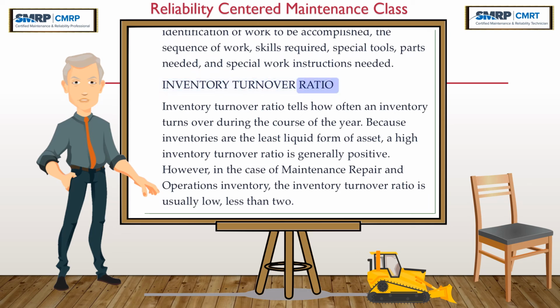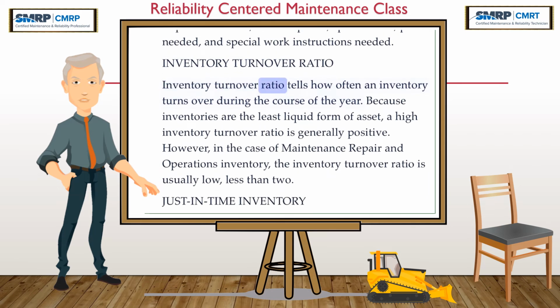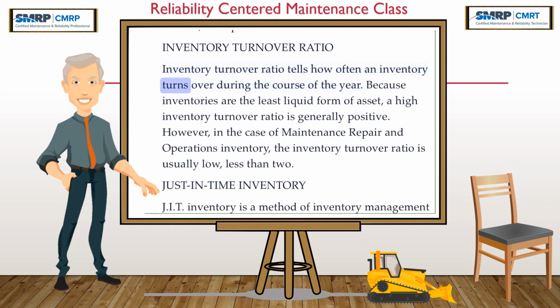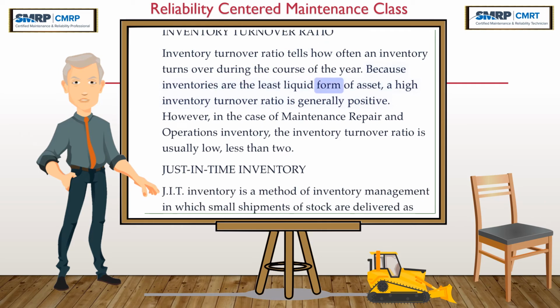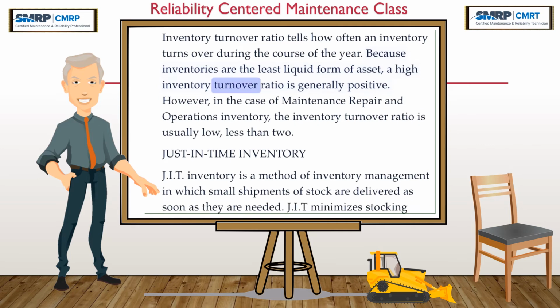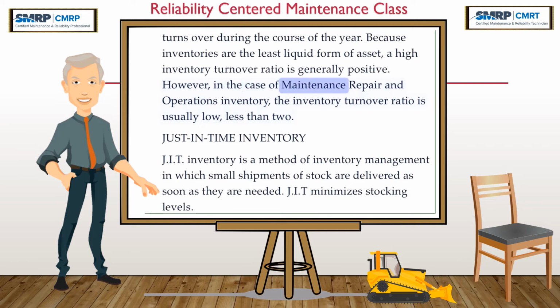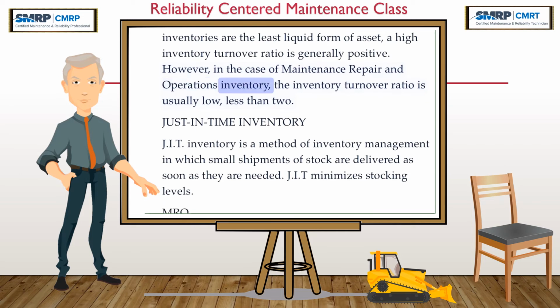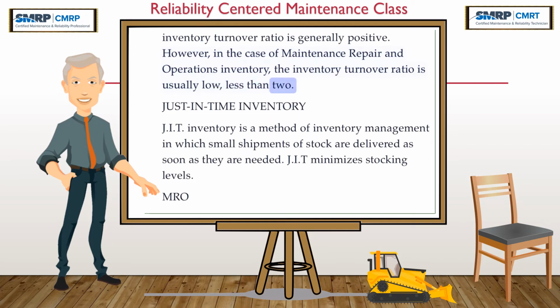Inventory turnover ratio. Inventory turnover ratio tells how often an inventory turns over during the course of the year. Because inventories are the least liquid form of asset, a high inventory turnover ratio is generally positive. However, in the case of maintenance, repair, and operations inventory, the inventory turnover ratio is usually low, less than 2.